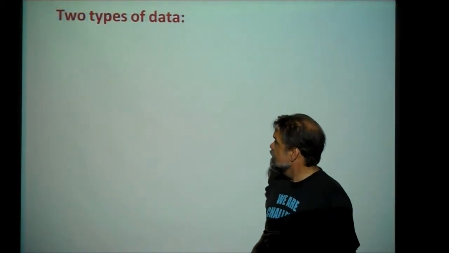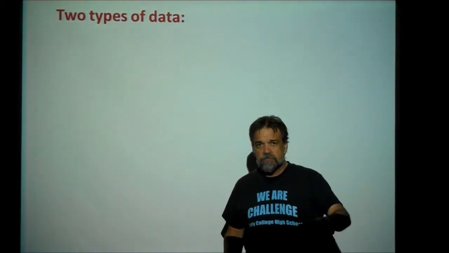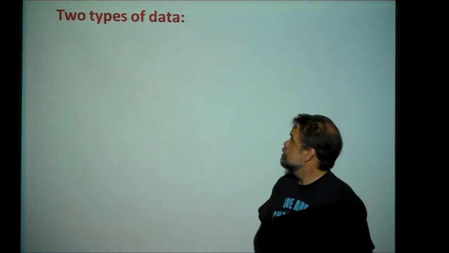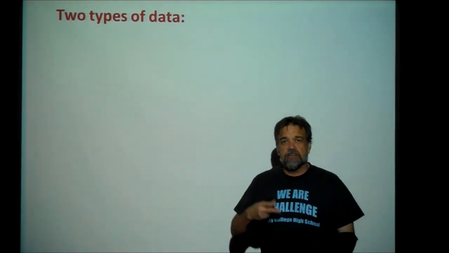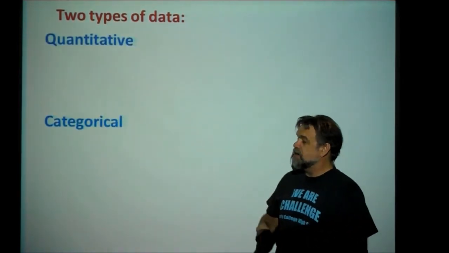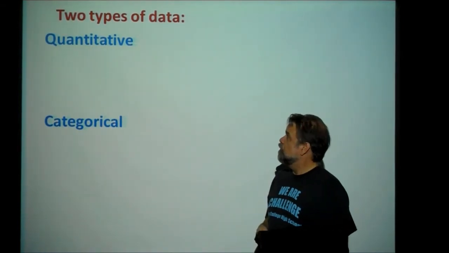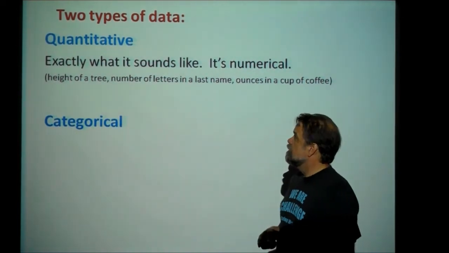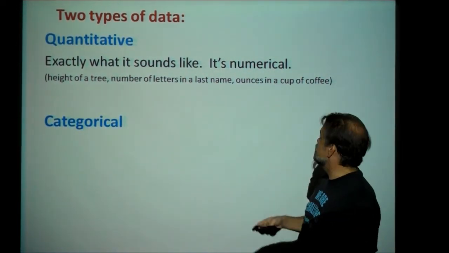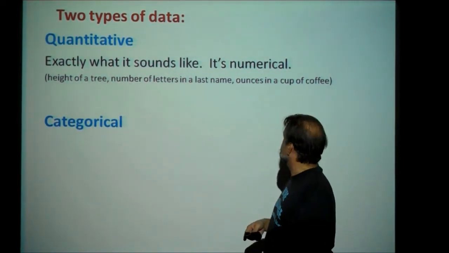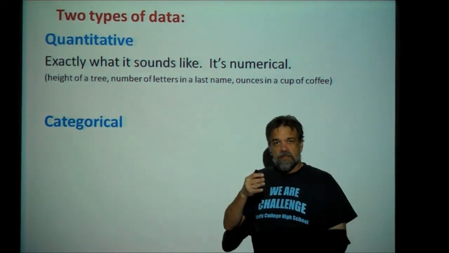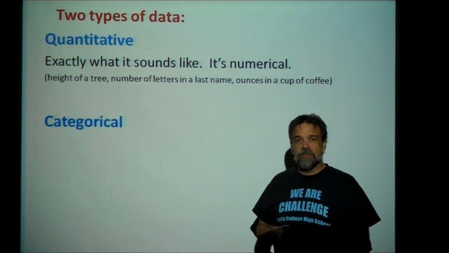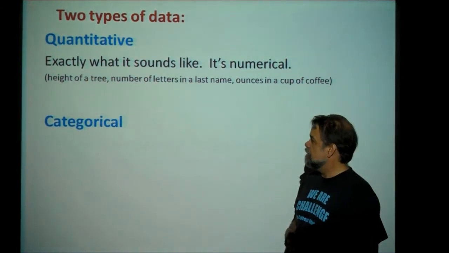All right? And so before I leave you, let's talk a little bit about data. Now you can categorize data into two types. There is quantitative data and categorical data. What is quantitative data? Well, it's exactly what it sounds like. It's numerical data. The height of a tree, the number of letters in your last name, the ounces in a cup of coffee. Those are all described by a number. That's quantitative data.